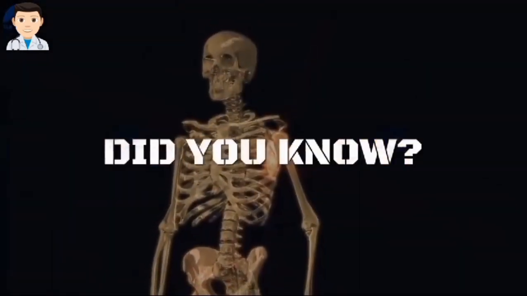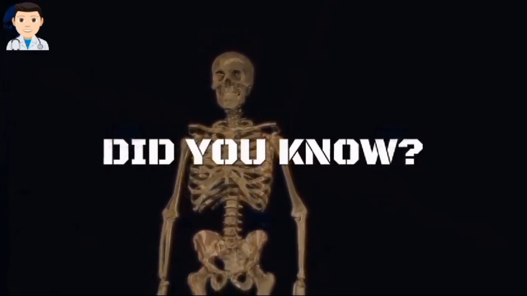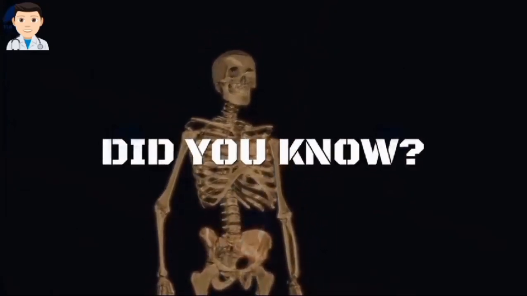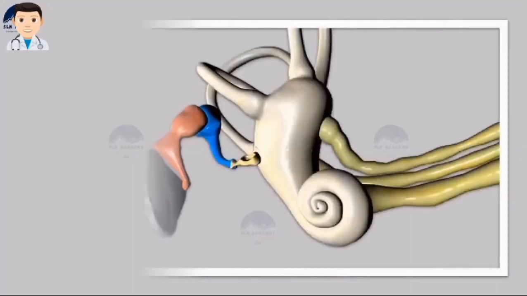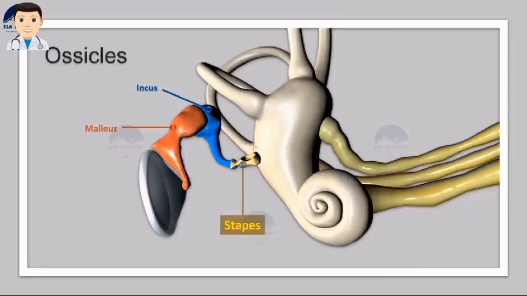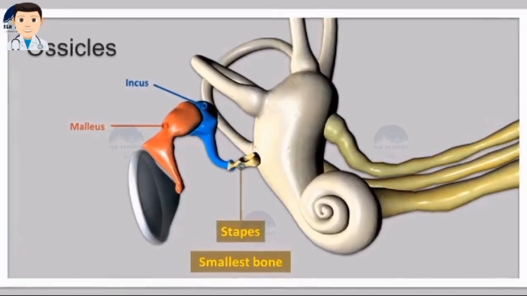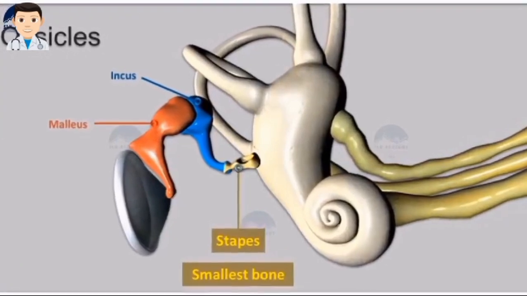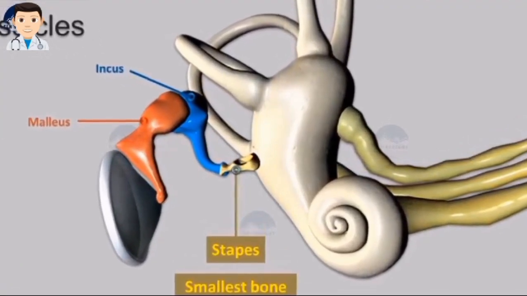Did you know what is the smallest bone in the human body? Each middle ear contains 3 tiny bones. They are the malleus, incus, and stapes. They are collectively called the ear ossicles. The stapes, which is present in the middle ear, is the smallest and lightest bone of the human skeleton. This bone is also called the stirrup because of its Y shape.